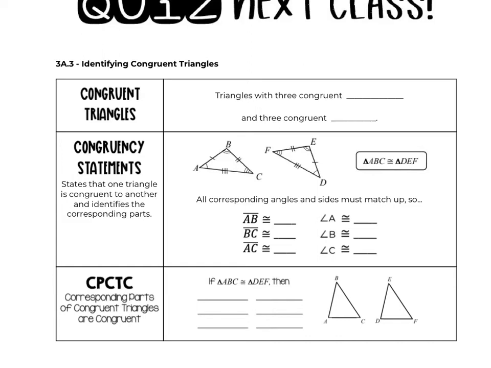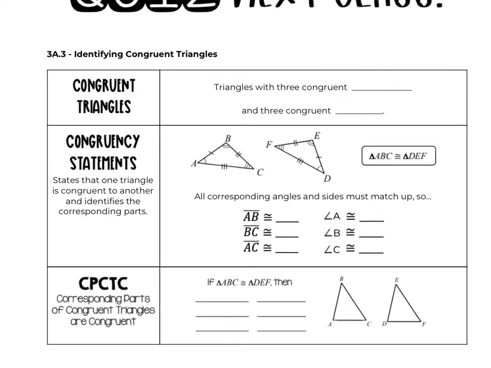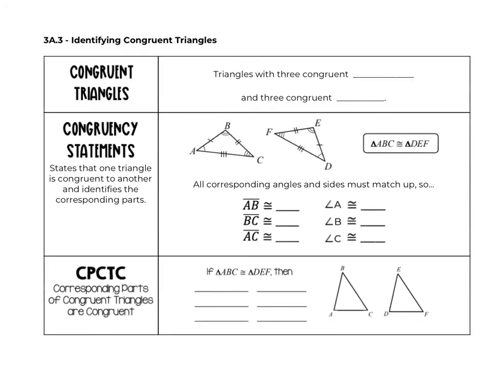Okay, so today is going to be a really short lesson since we had a quiz. Just want to kind of introduce you to identifying congruent triangles. So congruent triangles are triangles that have 3 congruent sides and 3 congruent angles. Okay, so they have to match up in all sides and places basically.